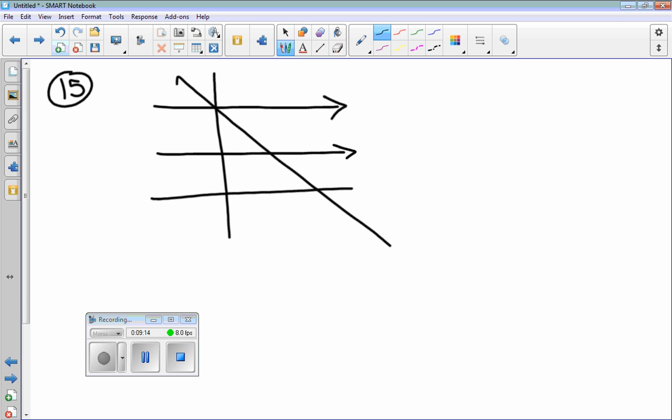We have a series of parallel lines, and we have some lengths. Somebody tell me what the name of the theorem is I'm going to use here. Say it louder. Side splitter. Come on, be proud. You know what it is. It's the side splitter theorem.